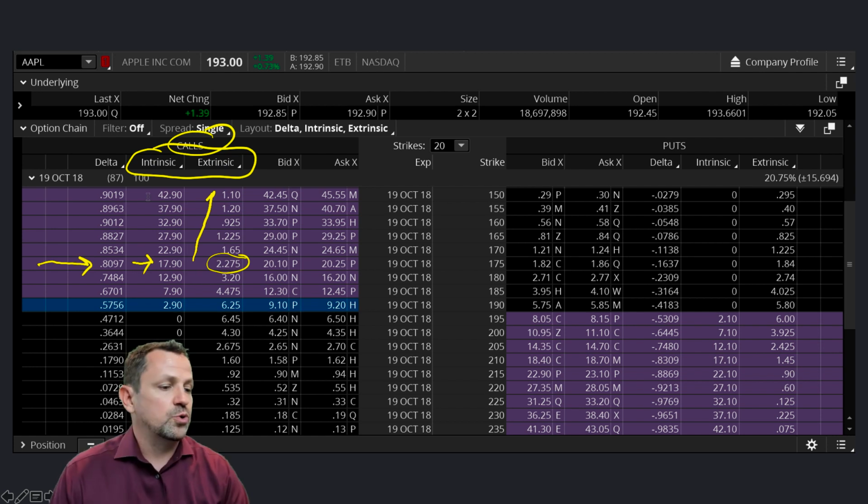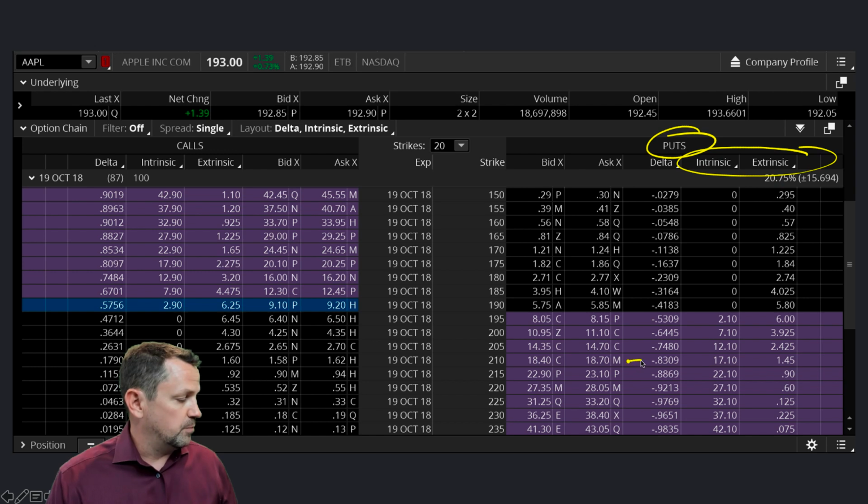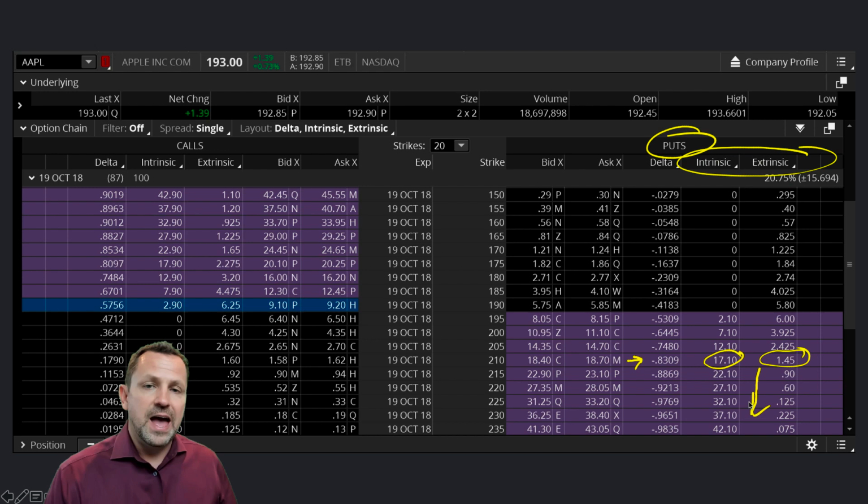This is also true over here on the put side. Over here on the put side, we look at the intrinsic and extrinsic value. Again, we go find the deltas lower than 0.80. And here we can see that the intrinsic value is $17.10 and the extrinsic value is just $1.45. The deeper we go in the money on the put options, the lower the extrinsic value gets. That is the definition of a deep in the money option.